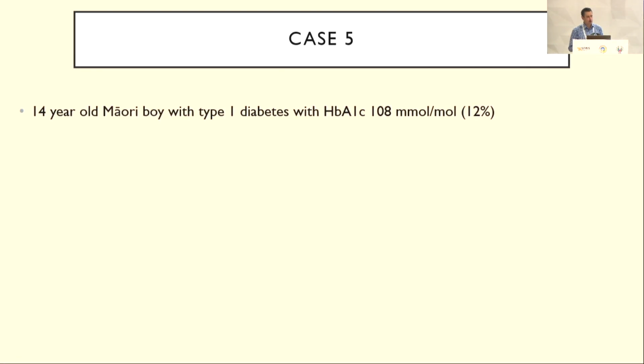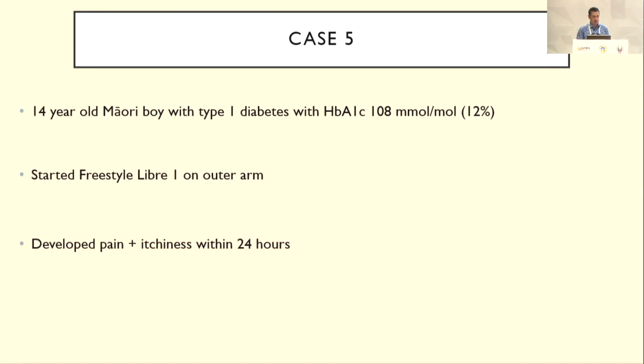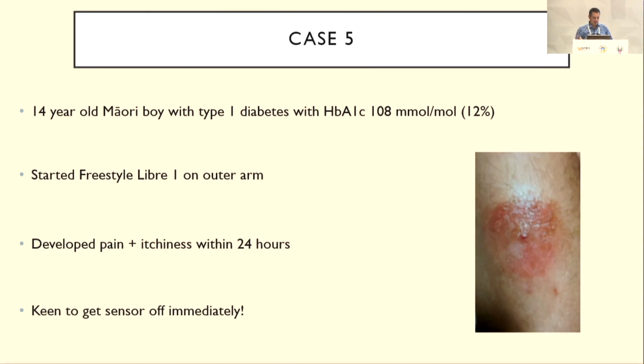Here's a case, a 14-year-old Māori boy. So Māori are the indigenous people of New Zealand. He is struggling, HbA1c of 12%. Unfortunately, it's not a too uncommon story. So he started the Freestyle Libre 1 on the outer arm, and almost immediately started developing pain and itchiness underneath the centre. He hated it. He wanted it off immediately. Now, this isn't the exact photo, but it was actually worse than this, but it is showing you an example of a common type of reaction that you can get under a CGM sensor.